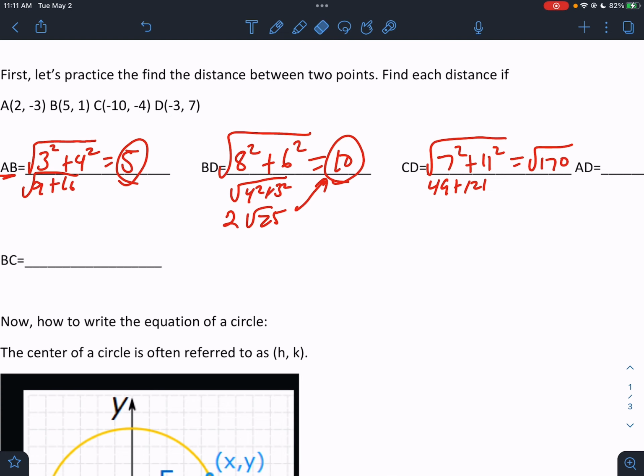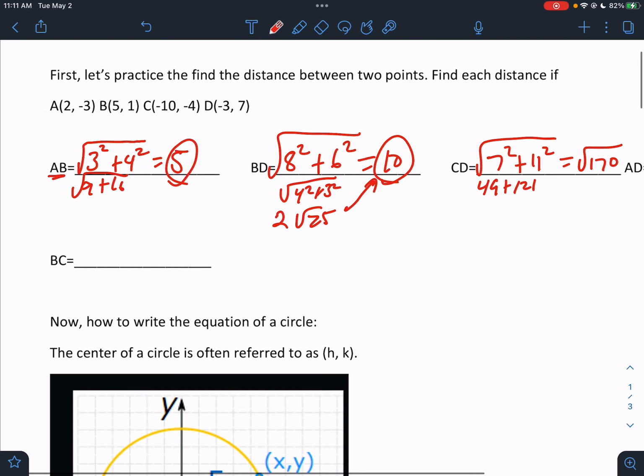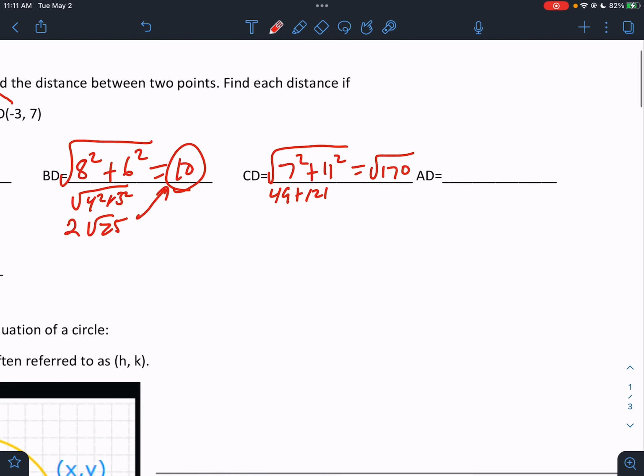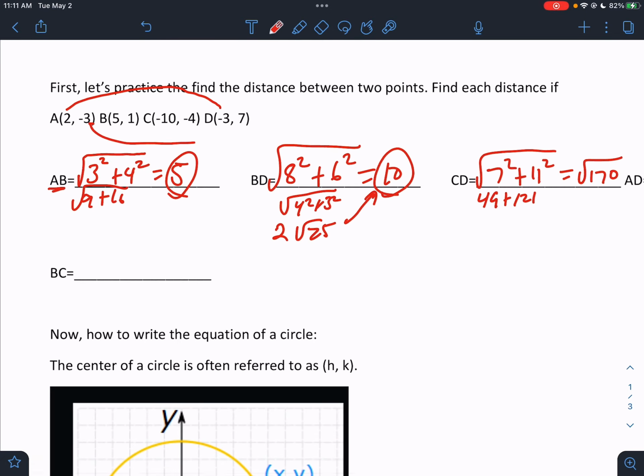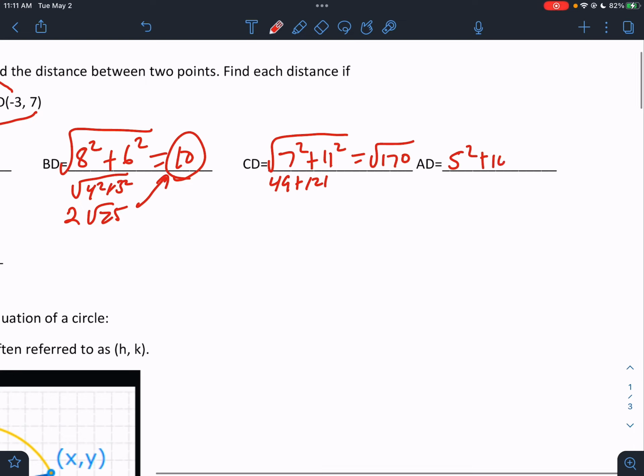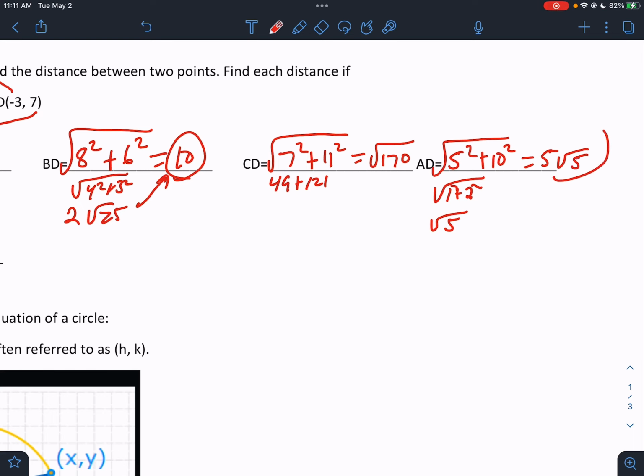All right, A to D. Ooh, all the way downtown. 2 to negative 3 would be 5. We square it. Negative 3 to 7 is 10. We square it. This one I would reduce. That's like doing 1 squared plus 2 squared. That's the square root of 1 plus 4. That would be the square root of 5. But we divided by 5, so it's going to be 5 root 5. Don't forget to multiply the 5 back in.